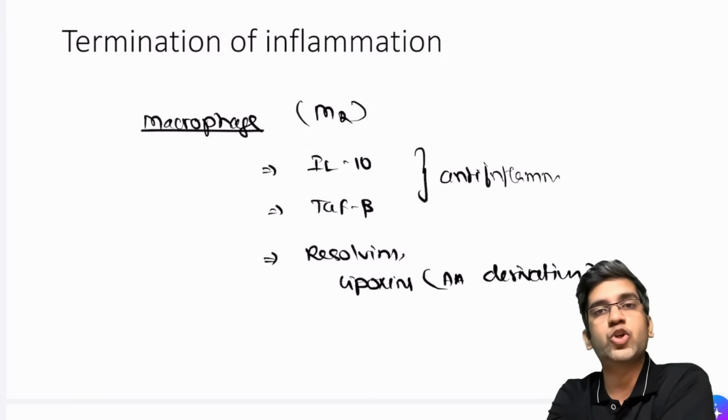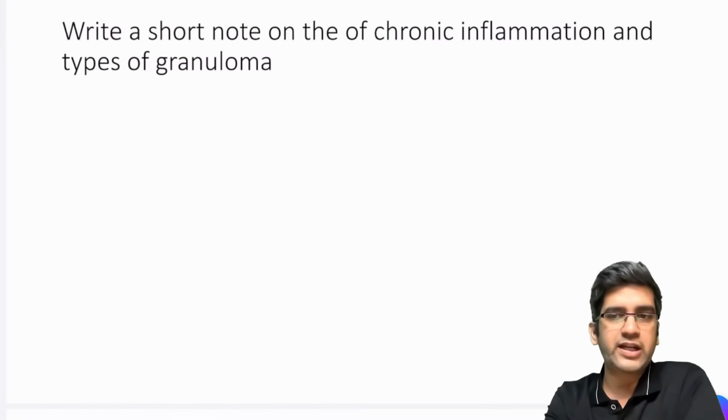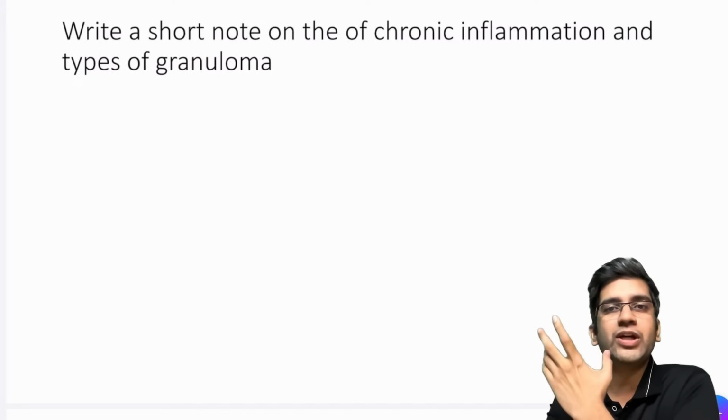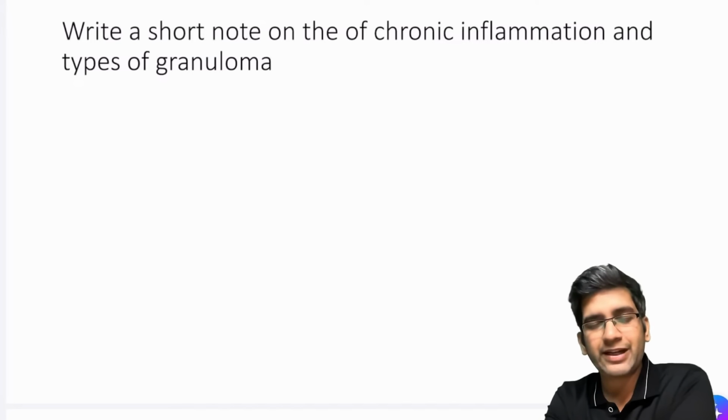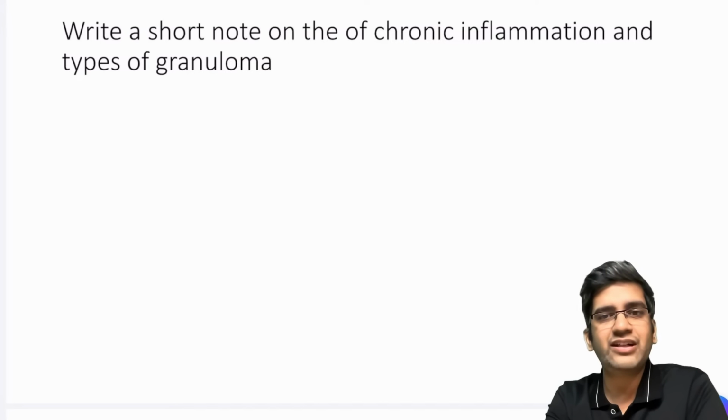What do you think will happen with chronic inflammation, right? If acute inflammation is there, obviously we have to learn a little bit about chronic inflammation. Whenever we read about chronic inflammation, we'll also definitely look at the granuloma formation, because the microscopic finding we see is granuloma, right? So chronic inflammation, like I said, will have a definition.